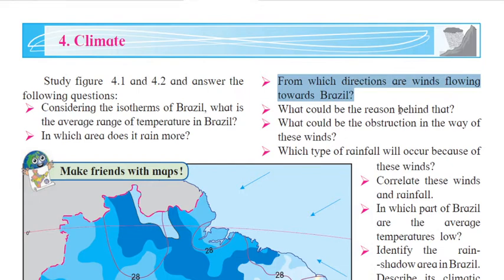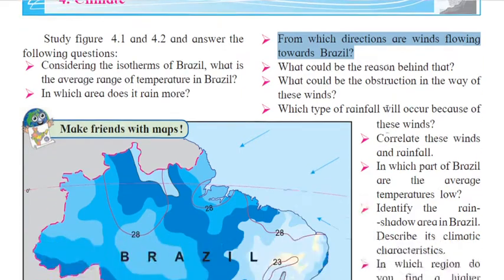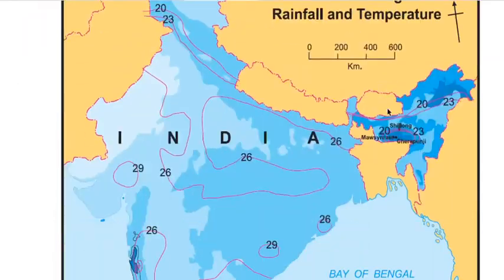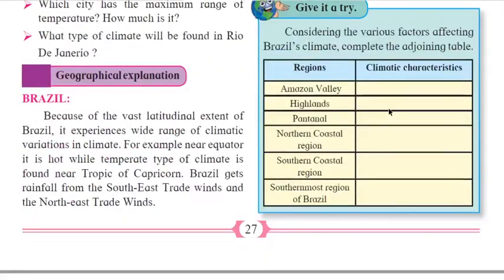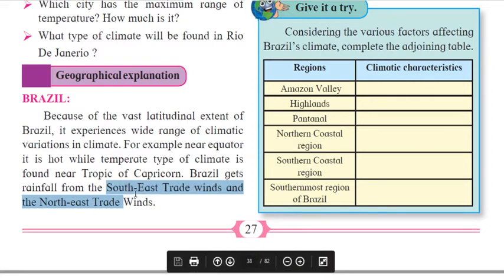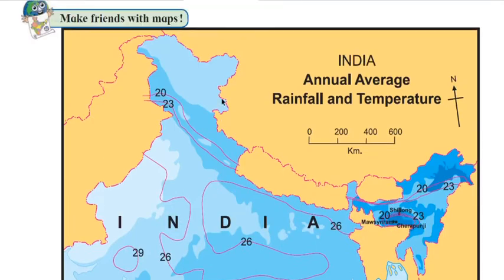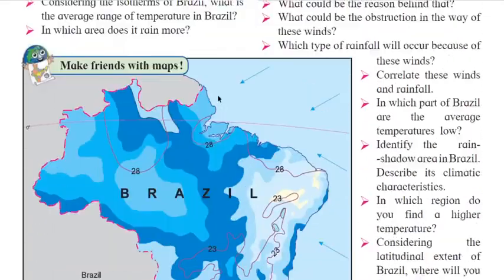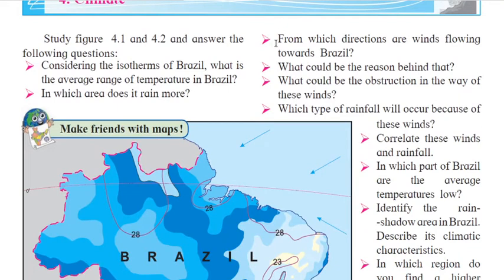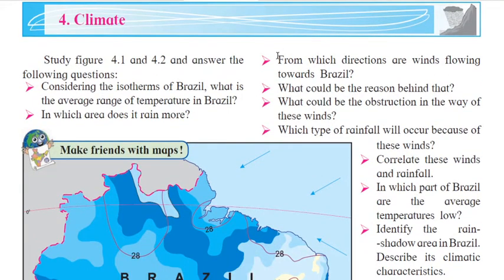Already we learn in the explanation of Brazil. So from that we learn the winds flow towards Brazil from the southeast and northeast direction. See here, I'll explain again. Southeast trade and northeast trade means wind flows from the southeast trade winds and northeast winds, southeast to northeast direction we can say. So we learn about the first explanation, that's why we are able to give the answer to these questions.